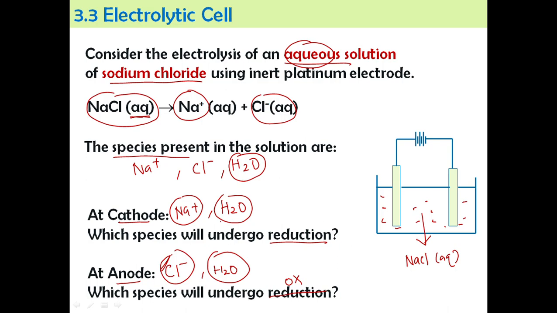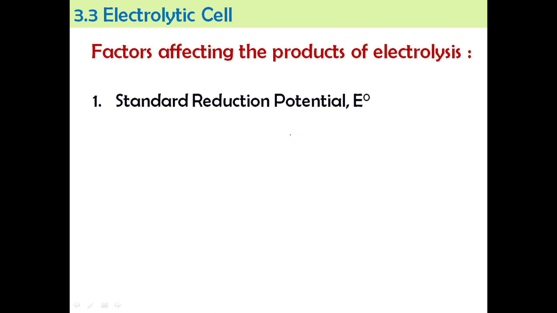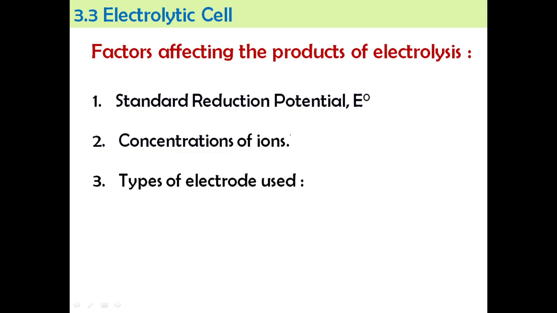Okay, so sebab dia tak boleh pilih macam tu je tau. Awak ada faktor-faktor sebenarnya yang kita akan tengok untuk kita pilih mana satu yang akan undergo reduction, mana satu yang akan undergo oxidation. Okay? Jadi sekarang kita nak tengok what is the factors affecting products of electrolysis. The first one is SRP or E0 value. Second one is concentration of ions, and the third one is type of electrode used.